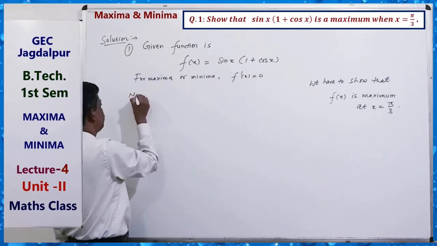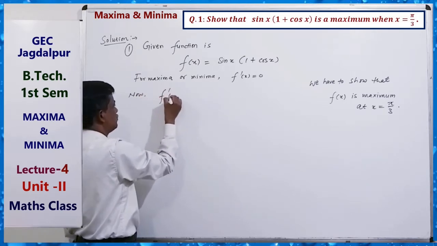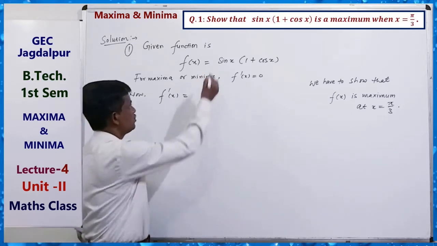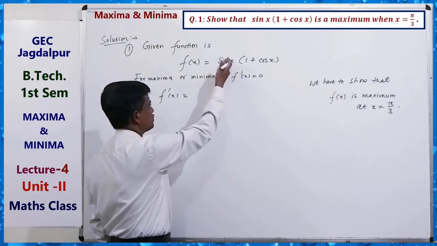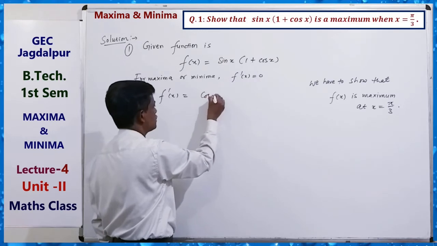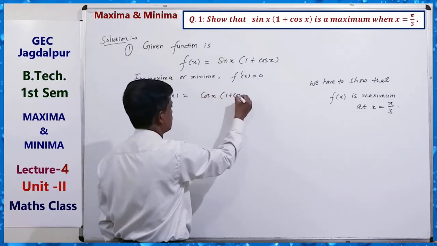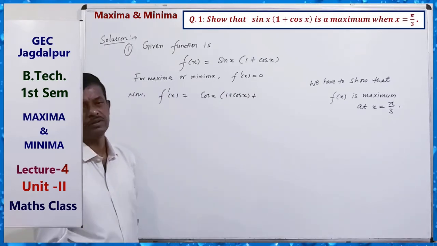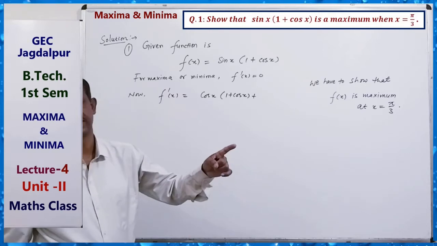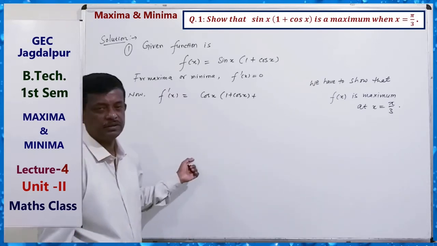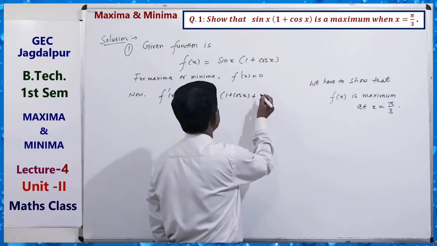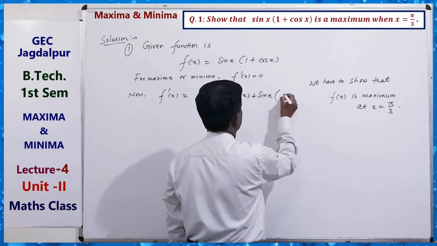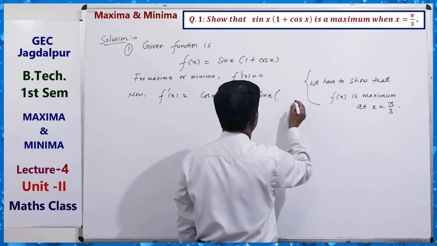Now, f dash x equals, just find its derivative. It is a product of two functions, so we can find the derivative. So the derivative of sin is cos x (1 plus cos x). Just you have to find the first derivative and then put 0 and find the value, and then again find the second derivative and test by the second derivative. Okay. So here cos x (1 plus cos x), and here just sin x, and in bracket what?